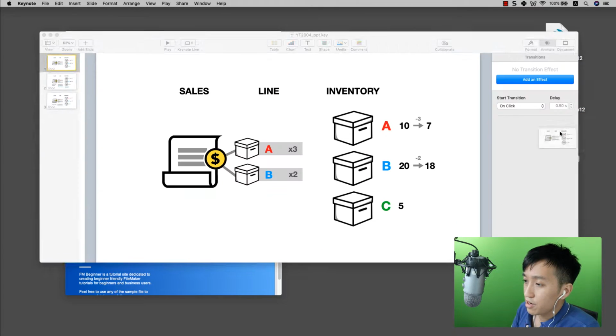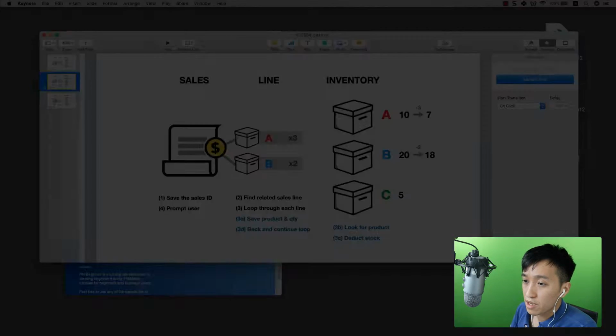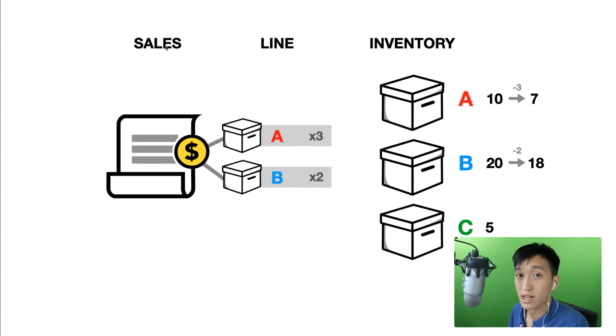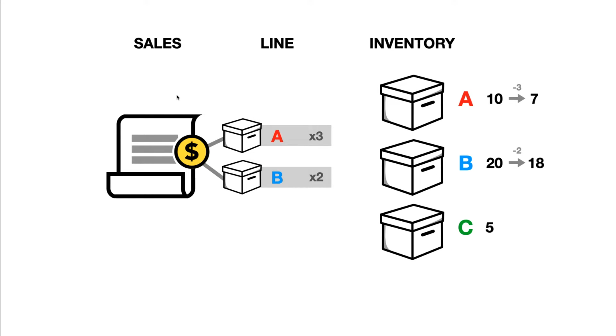If I go to this PowerPoint, I can show you in a text format what I did just now. Now we have this database again with sales, sales line, and also inventory. What we did just now was a few steps. Number 1, we save the sales order ID in our head. Then we go to the line item table to find all the related sales line items, like S002. Then we loop through each of the items. We have 2 items here and we loop through them one by one. And within that loop, we did a few things.